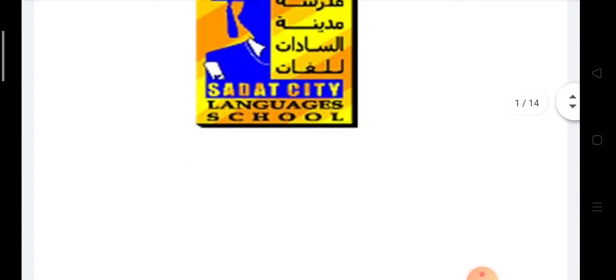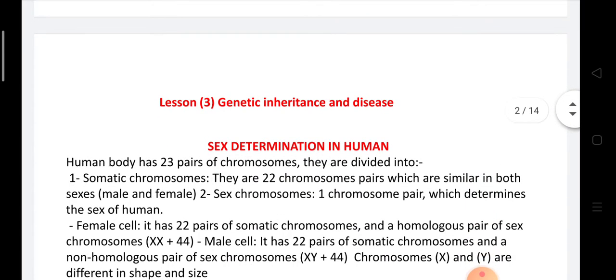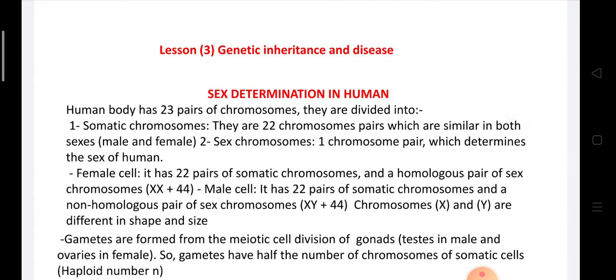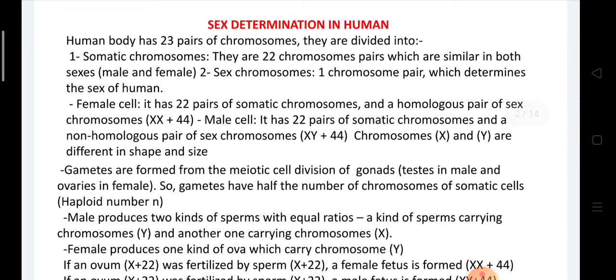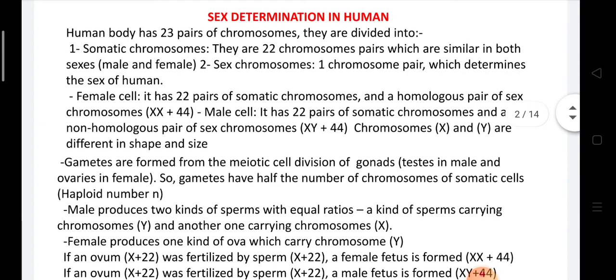This is lesson number 3 in unit 5, which talks about genetic inheritance and disease. Sex determination in humans. Our cells contain 23 pairs of chromosomes. 22 of them, or 44 chromosomes, are autosomes. That means they carry genes for body traits, and one pair only is called sex chromosomes.